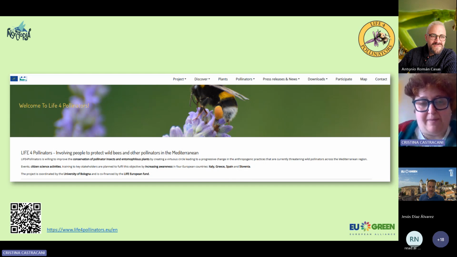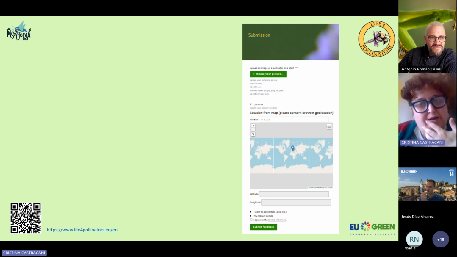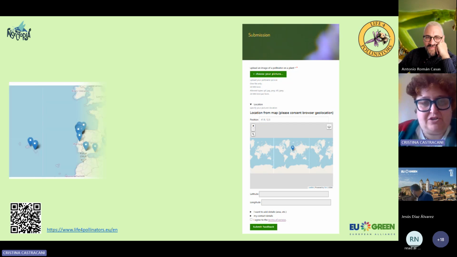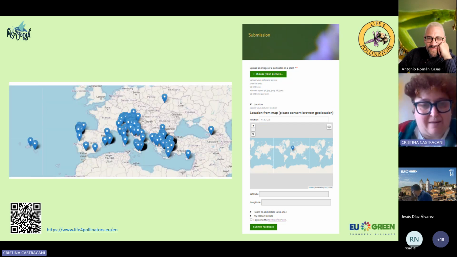pollinators, but there is one part that is connected to citizen science, because basically what you can do is that when you walk, for example, if you find a pollinator, you can take a picture of this pollinator and send the picture to the researcher with the information about where and when you collected the data. And thanks to all these observations, the researchers were able to produce this map of the distribution of the different types of pollinators that all the citizens involved in the project found.